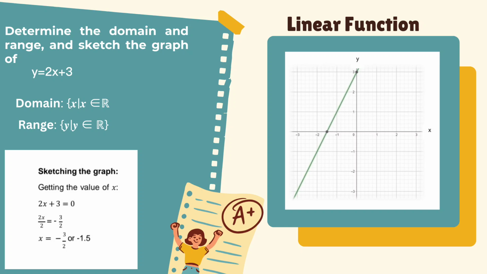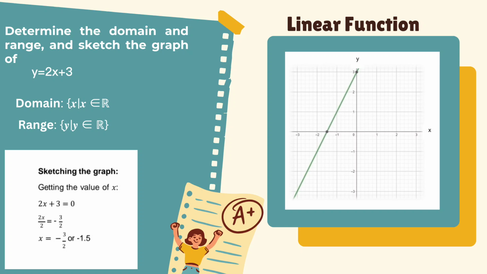So we have to determine the domain and range and sketch the graph of y is equal to 2x plus 3. In this case, there are no restrictions on x. Therefore, the domain of the function is all real numbers. In this linear equation, the slope is 2, which is the coefficient of x. This means that for every increase of 1 in x, y increases by 2. Since there are no limitations on the slope, the range of the function is also all real numbers.